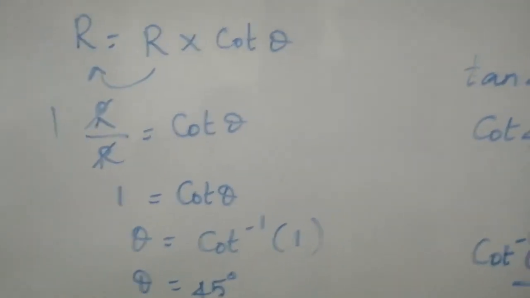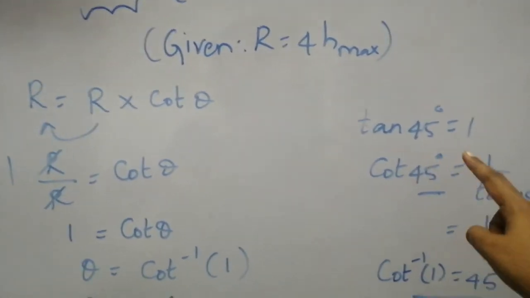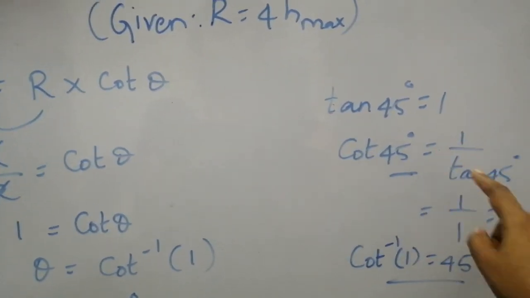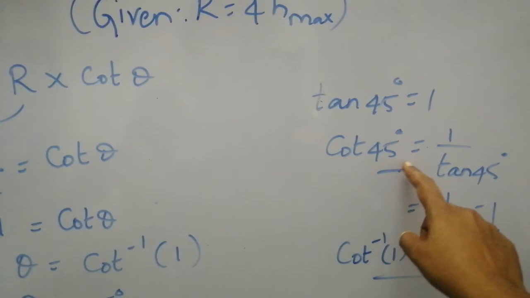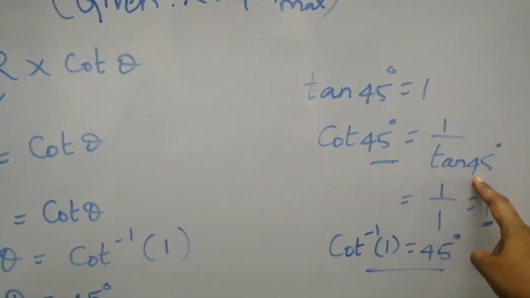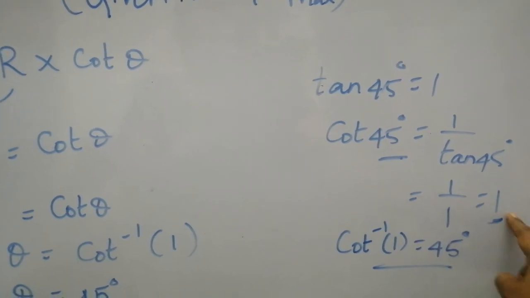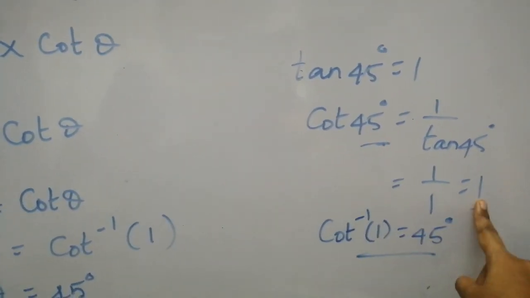How is it so? You know that tan 45 is 1. What is cot theta? It is 1 by tan theta. So cot 45 is 1 by tan 45, and the tan 45 value is 1. So 1 by 1 is 1. So the cot 45 value is also 1.